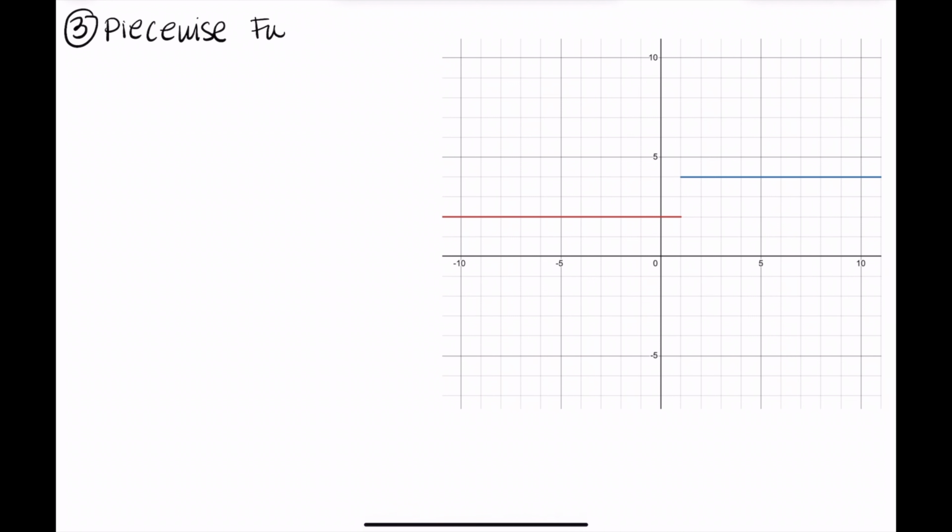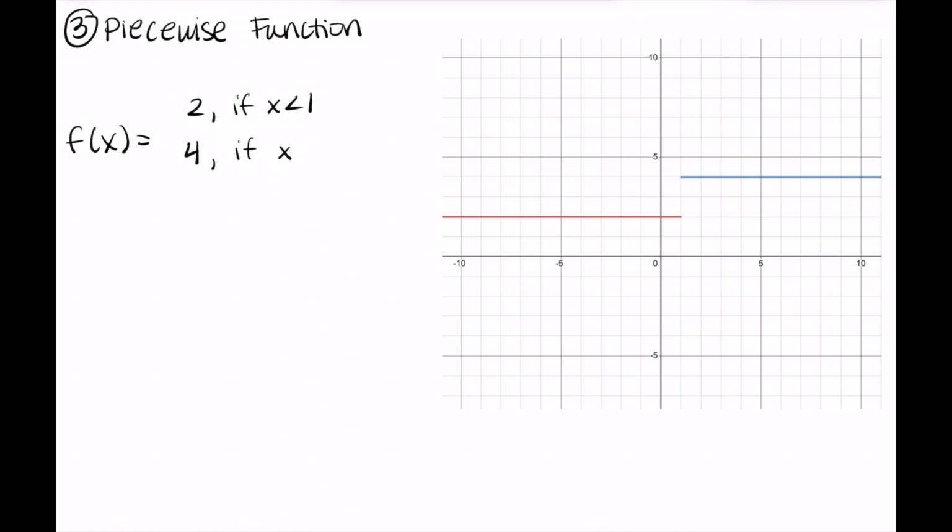For this one, we have a piecewise function. A piecewise function is just a function whose domain is partitioned into different intervals. In our case here, we have 2. So it says that f of x equals 2 if x is less than 1, and f of x equals 4 if x is greater than or equal to 1. So we can see that on our graph here. Now let's go through and start to find the limit.